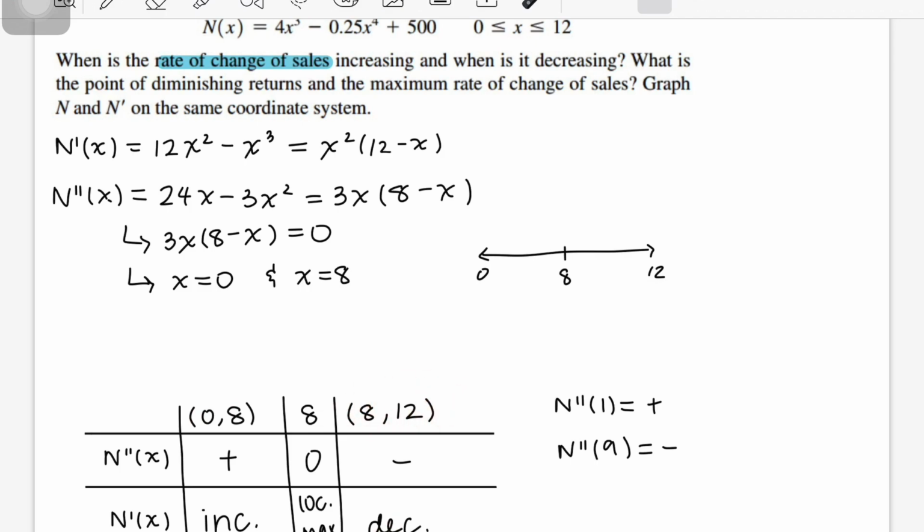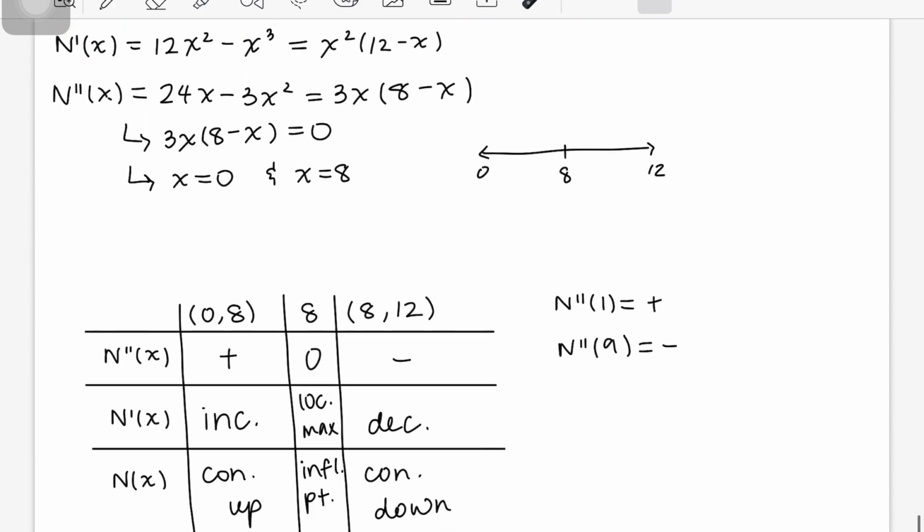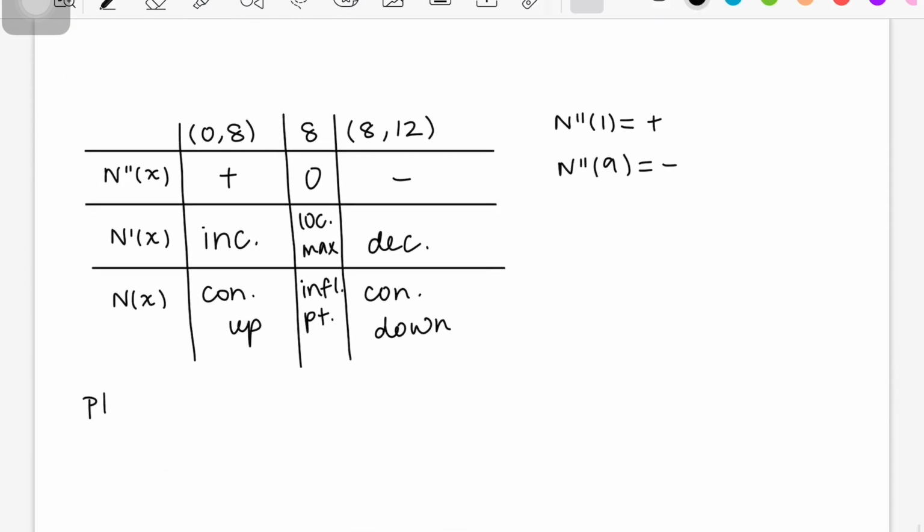Now we want to figure out what the point of diminishing returns is. Remember, the point of diminishing returns is going to be the dollar amount x at which the rate of change of sales goes from increasing to decreasing. So it's the dollar amount x at which we have a local maximum. So this tells us the point of diminishing returns is when x is equal to 8.